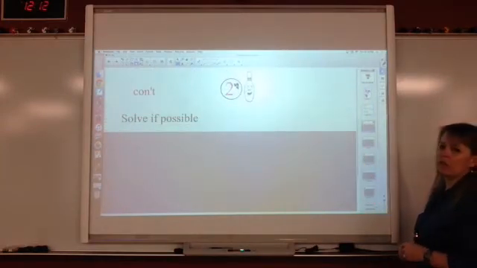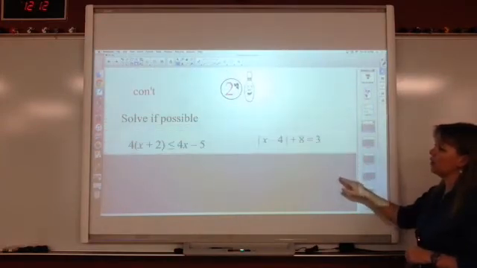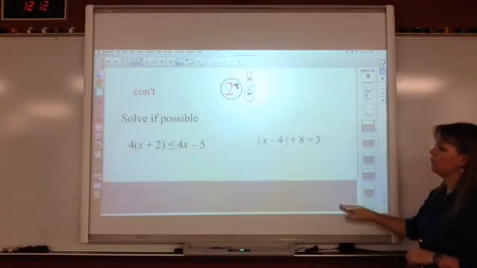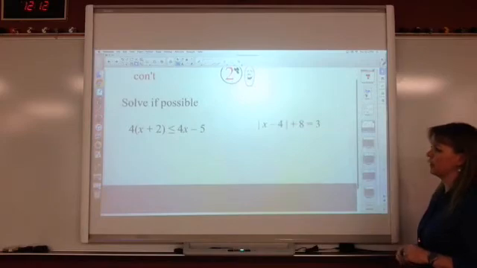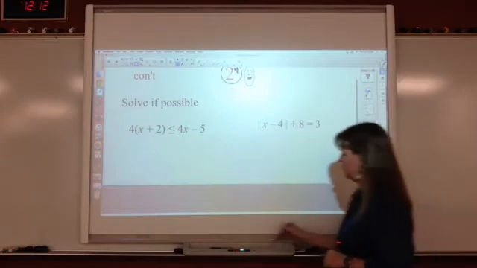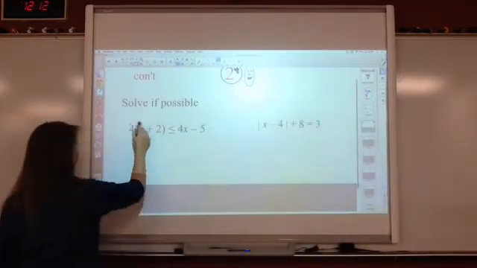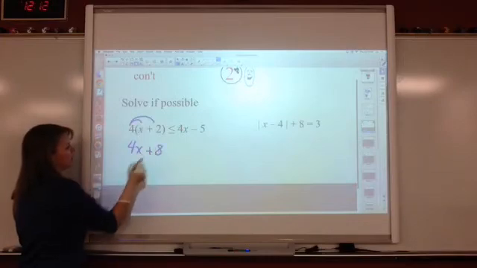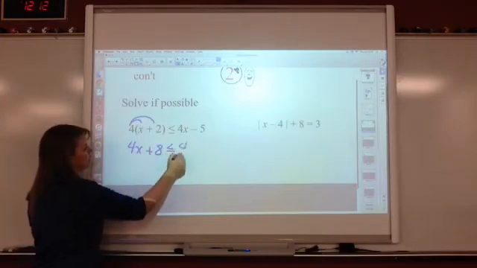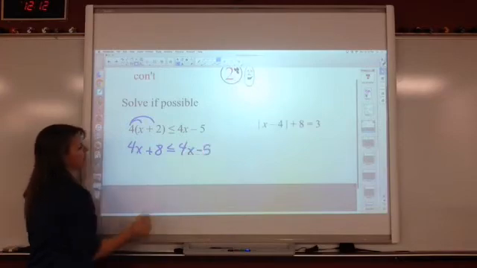These will now say solve if possible. Solve if possible. We'll review an inequality as well as an absolute value. Take the time, go ahead and write down that inequality. This time you can distribute because it's a parenthesis. You'll get 4x plus 8 is less than or equal to 4x minus 5.